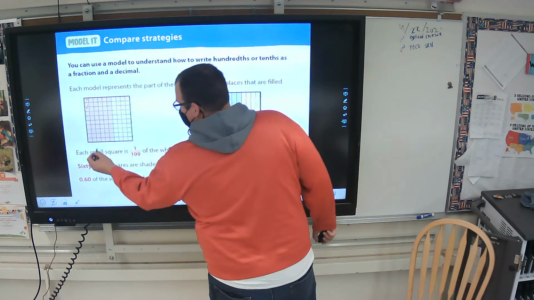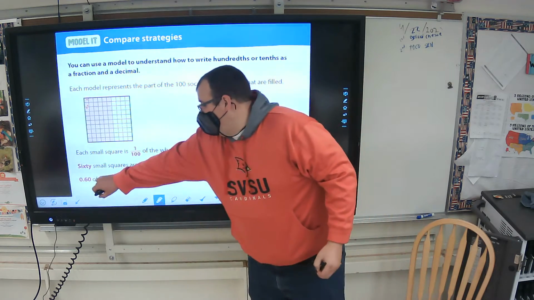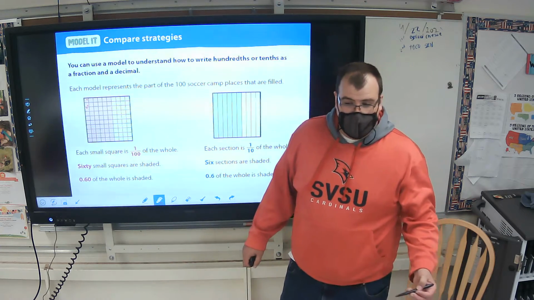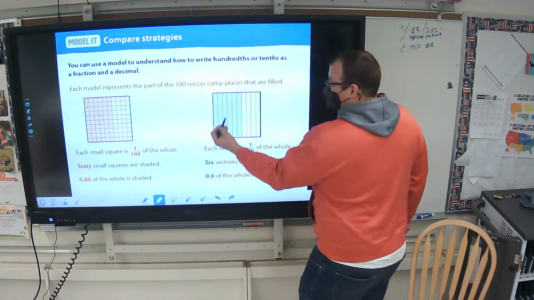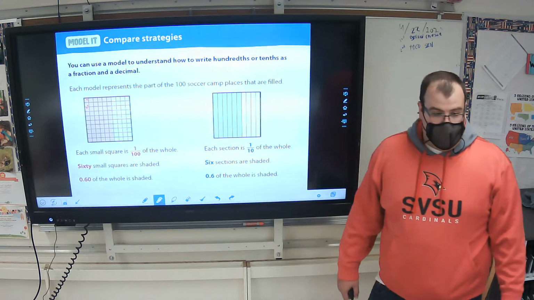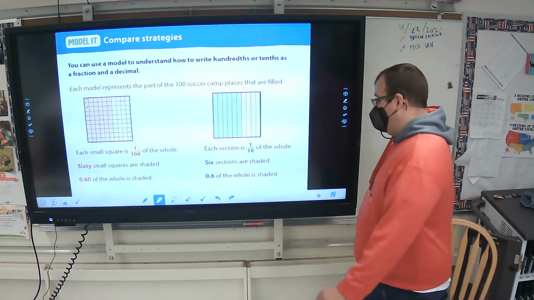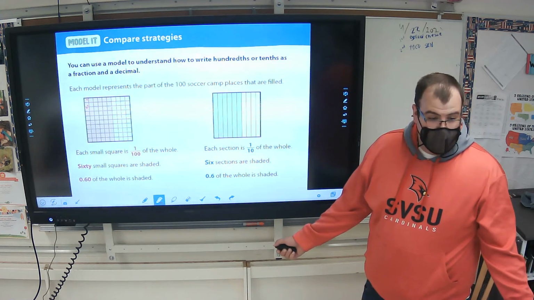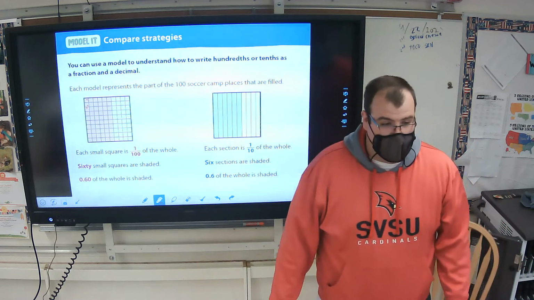We shaded in 60 of them. So 60 hundredths of the whole is shaded in, right? 60 out of 100. Now if we get rid of all the side columns and just break it into 10 pieces, each is 1/10 of the whole. Each bar is 1/10. 6 sections are shaded in, so we have 6 out of 10. 6/10 of the whole is shaded in. Does that make sense how we did that?